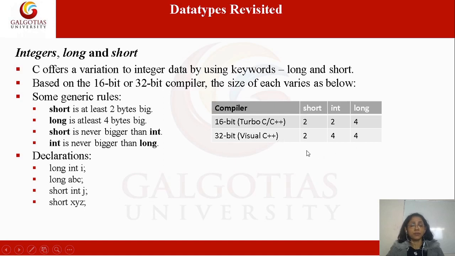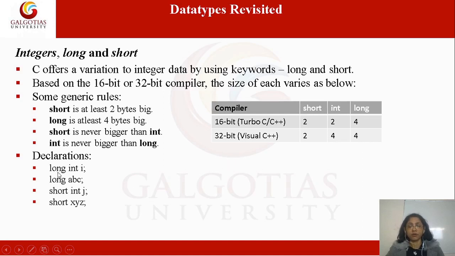Now this is an example as per the compiler. Like in 16-bit Turbo C++, short is 2 bytes, integer is 2 bytes, and long is 4 bytes, whereas in 32-bit Visual C++, short is 2 bytes, but integer is 4 bytes and long is 4 bytes. Now, how to declare this data type?